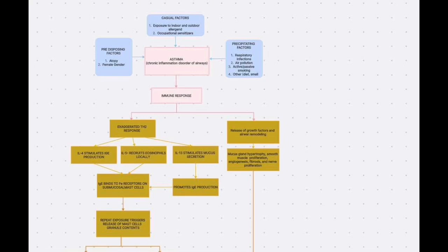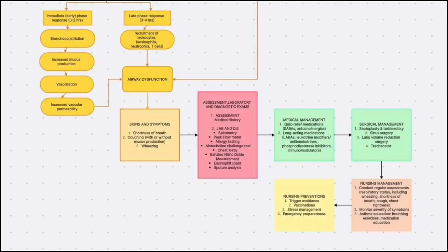With the exaggerated response and production of IgE antibodies, these IgE antibodies bind to mast cells and basophils, which triggers the release of inflammatory mediators. This leads to the release of mast cell granules. The release of these mast cell granules contains histamine, leukotrienes, and prostaglandins, which contribute to airway inflammation and bronchoconstriction. Now with these factors of the immune response, it leads to pathophysiological mechanisms such as the early phase response, delayed phase response, and airway remodeling.